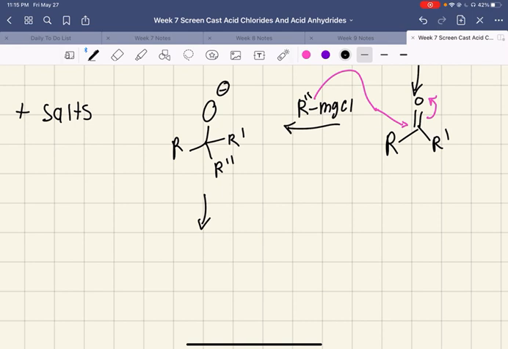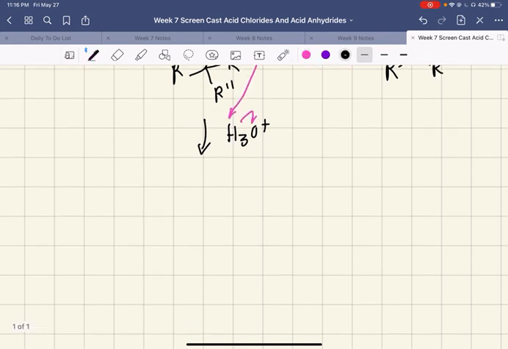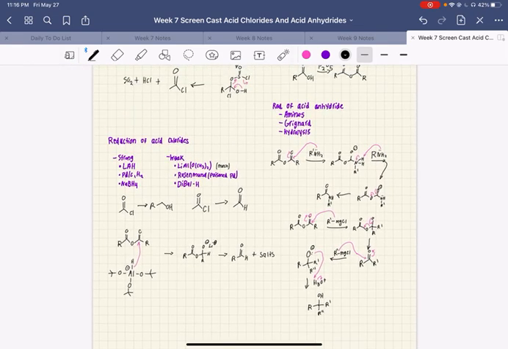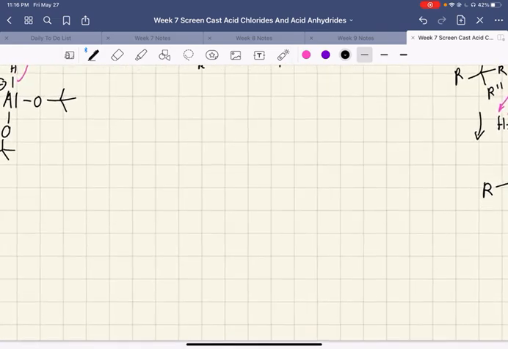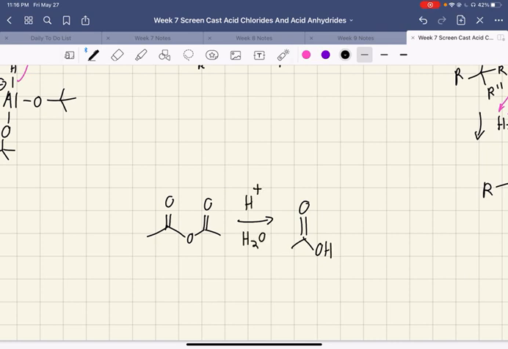Now an acid workup, we'll use H3O plus. We'll take the lone pairs off this one. And this will be the final product, a tertiary alcohol. And hydrolysis: any acid anhydride can be reduced to a carboxylic acid using a proton and an aqueous solution.